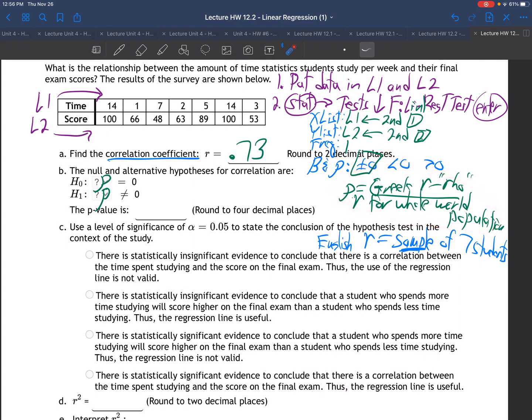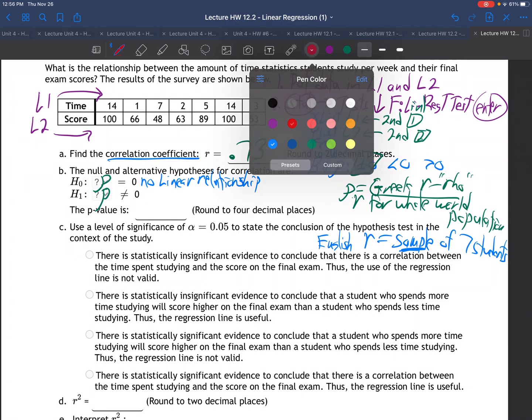All right, so what's the p-value? And why we put rho, the Greek R, here is because we want to know the truth for the whole population. What are we saying? We're saying for the whole world, there's no linear relationship, because if rho is 0, that means that's an R, that's a Greek R.